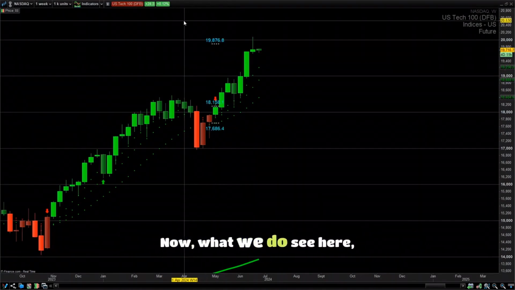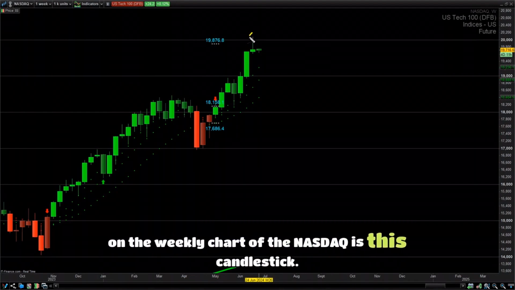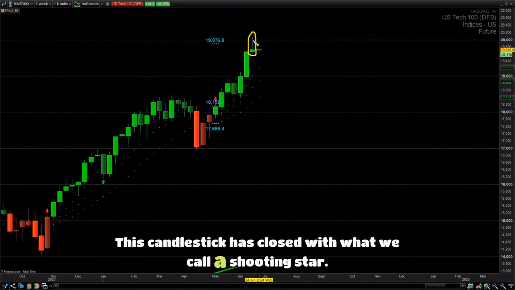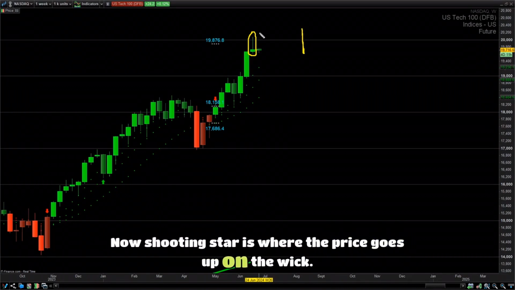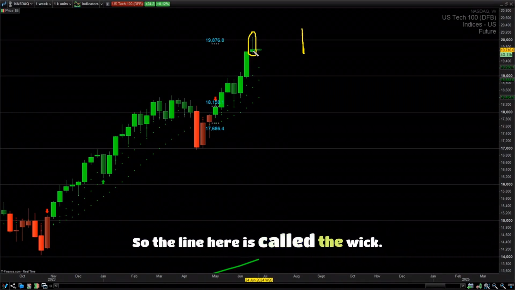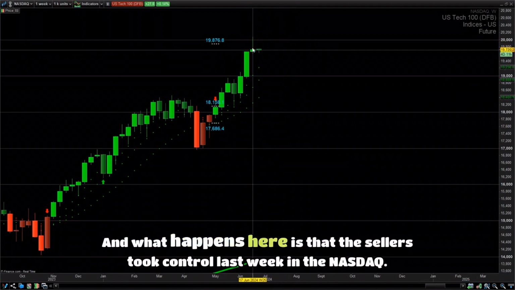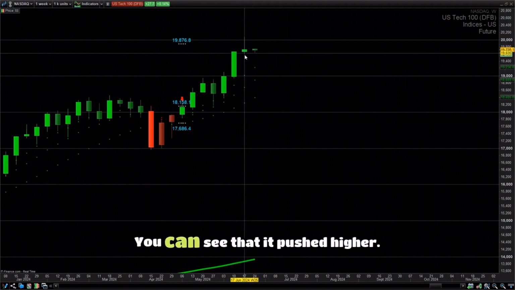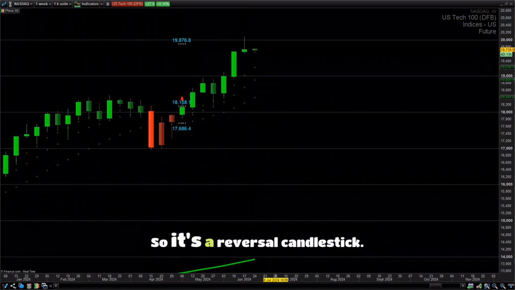Now, what we do see here on the weekly chart of the NASDAQ is this candlestick. This candlestick has closed with what we call a shooting star. Now, a shooting star is where the price goes up on the wick. So the line here is called the wick. This block here is called the body. And it's giving you the range. And what happens here is that the sellers took control last week in the NASDAQ. You can see that it pushed higher, and then the body is quite low. So it's a reversal candlestick.